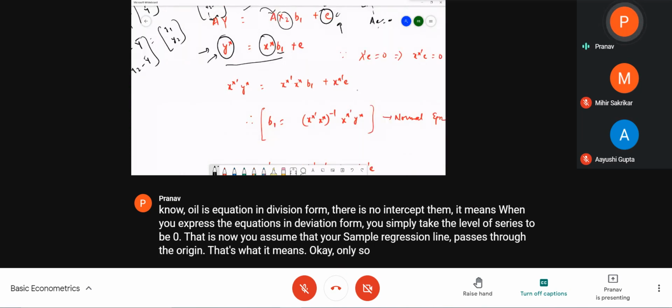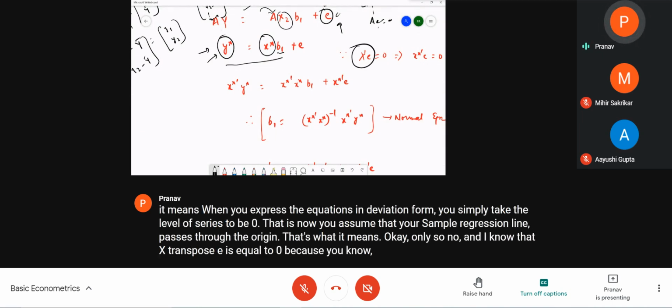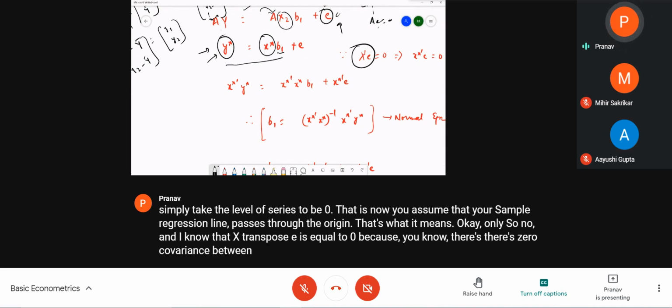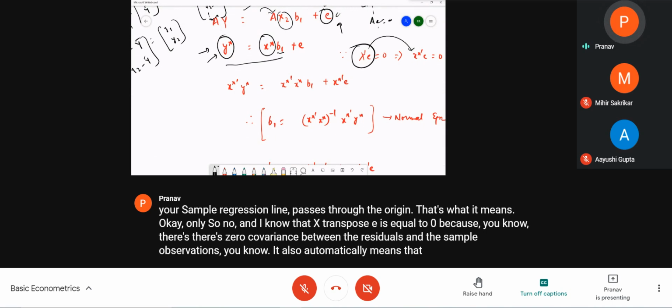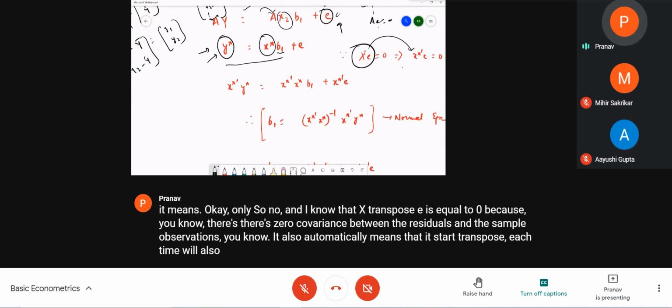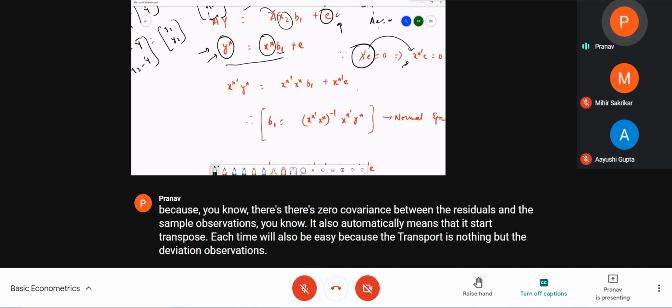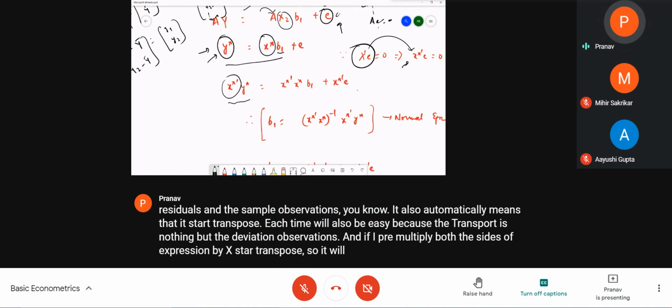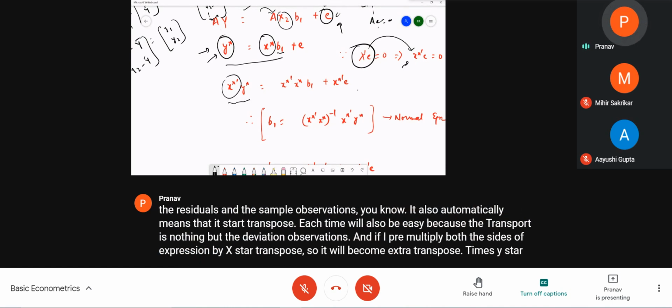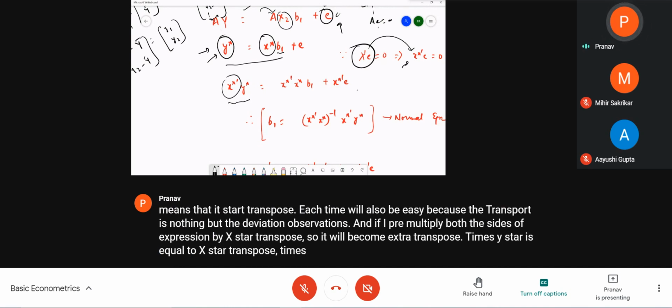So, I know that x transpose E is equal to 0, because there's zero covariance between the residuals and the sample observations. It also automatically means that x star transpose E will also be 0, because x star transpose is nothing but the deviation observations. If I pre-multiply both sides of the expression by x star transpose, it becomes x star transpose y star is equal to x star transpose x star times beta 1 plus x star transpose E. This will become 0.